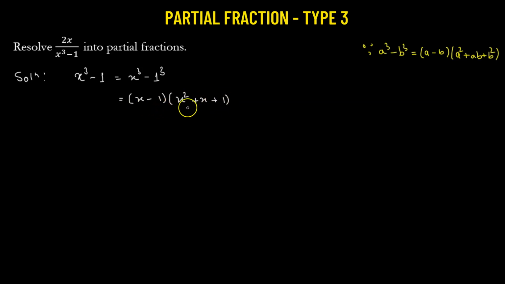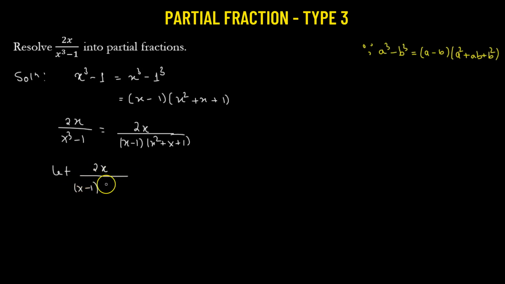So here x minus 1 and x squared plus x plus 1 are the factors of x cubed minus 1, such that 2x over x cubed minus 1 is also represented as 2x divided by x minus 1 multiplied by x squared plus x plus 1. What we'll do is try to resolve this rational fraction into its constituent partial fractions. For this, let 2x divided by x minus 1 multiplied by x squared plus x plus 1 resolve into two partial fractions.